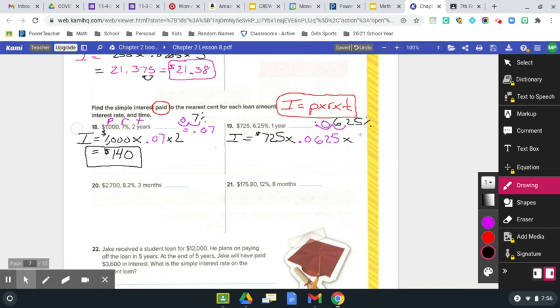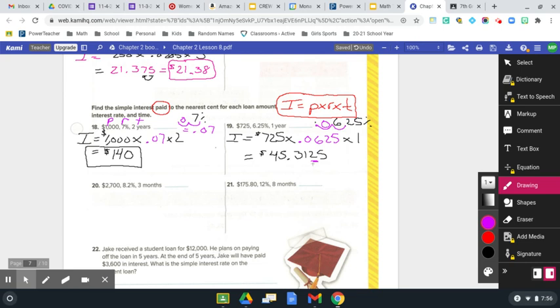And then it's only for a year, so times 1. All right. So if you have that loan for a year, how much interest do you owe the bank? 725 times that decimal, and then times 1 if you'd like. And you should see this: 45.3125. So since this is money, we're going to round to the nearest cent.